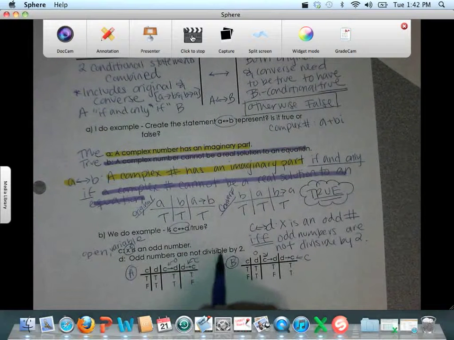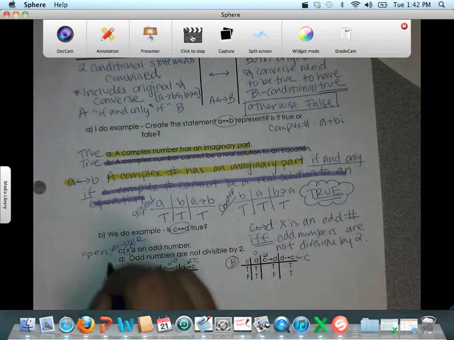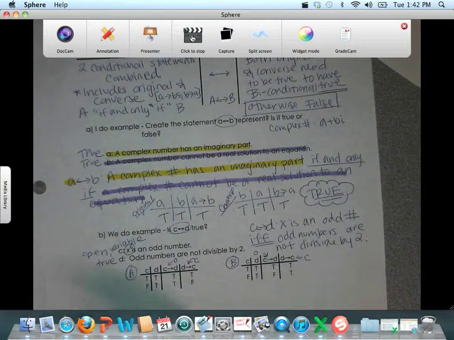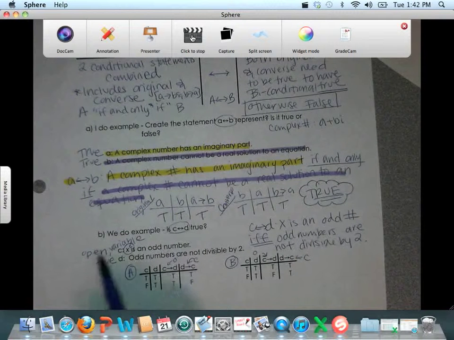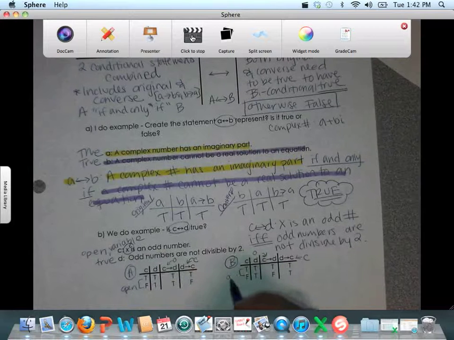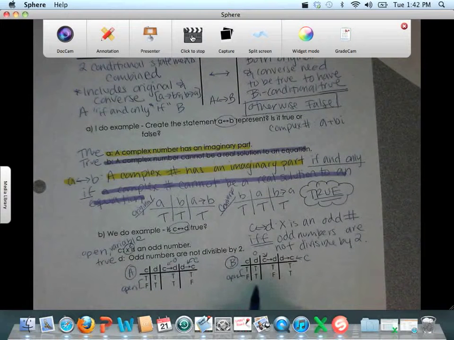Odd numbers are not divisible by 2. Well, let's think about this. 1, no. 2, that's not an odd number. So this is true, right? Because if it's odd, it's not divisible by 2. All right. So we have open and true. So whenever it's open, you want to put a T and an F, right? So this means open, which they did in both. And then D is true. So they put 2 T's, 1 T for each one.